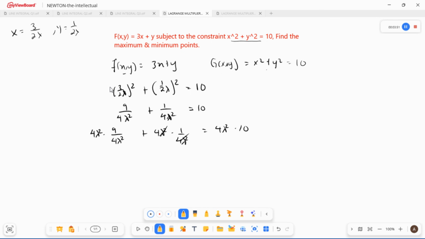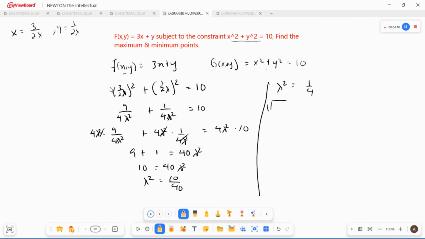So this will cancel, this will cancel this. We have 9 plus 1 is equal to 40 lambda squared. So 10 is equal to 40 lambda squared. Then we'll make lambda the subject of the formula. So we have lambda squared is equal to 10 over 40. Then lambda squared is equal to 1 over 4. Then we take the square root of both sides. That will be plus or minus root 1 over 4. So we cancel the square root, and lambda is equal to plus or minus 1 over 2.